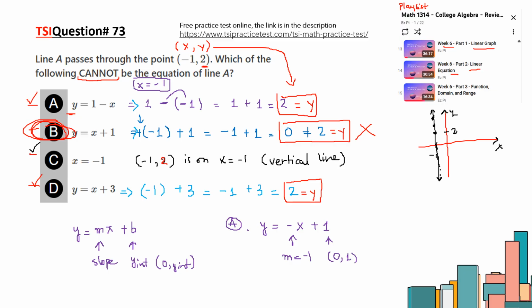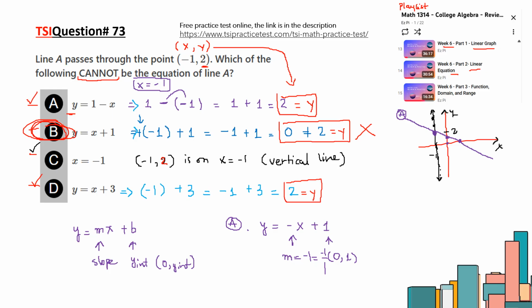So -1, I can rewrite it as -1 over 1, okay. And then the point 0, 1, I have to find it. 0 is the x value, 1 right here, okay. And then we have to go down 1 unit, then go right 1 unit. So this is a point, and then the graph looks like this. See, it touches that. So this is line A, okay, it's for choice A.